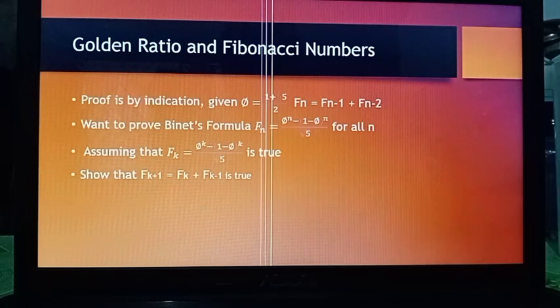Assuming that F sub k equals the golden ratio raised to k minus 1 minus the golden ratio raised to k, divided by the square root of 5, is true, show that F sub k plus 1 equals F sub k plus F sub k minus 1 is true.